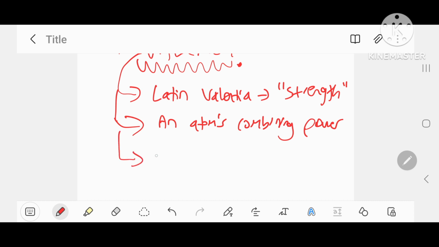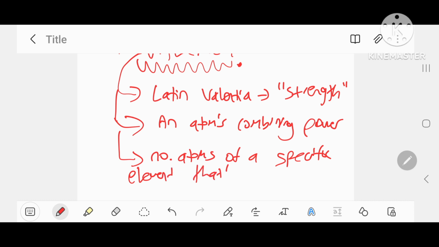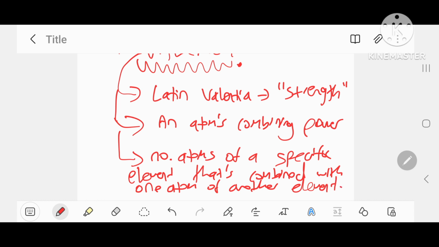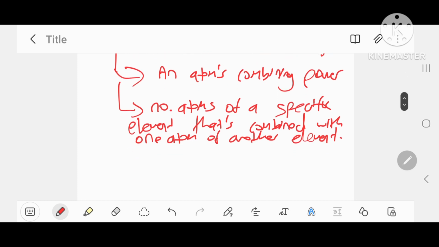Another way to say it is it's basically the number of atoms of a specific element that's combined with one atom of another element, okay, to form a molecule. Because by definition, a molecule is two or more atoms combined. So we'll see how this works.